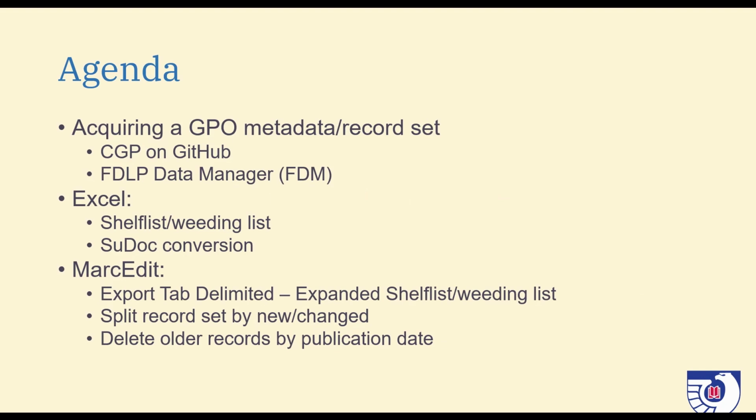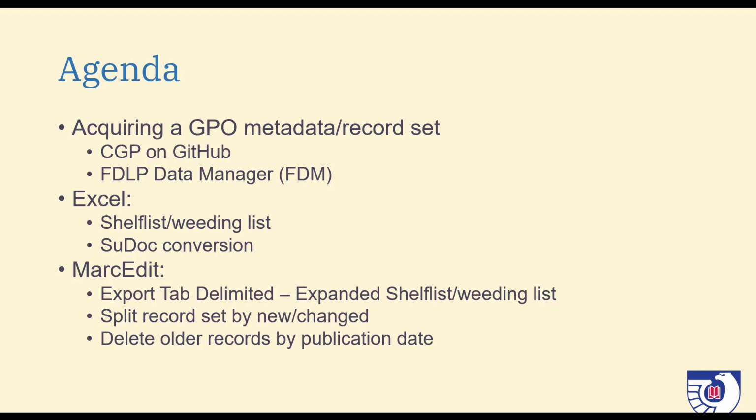So today in Part 2, we're going to talk about how to actually acquire a GPO metadata or record set. I'm going to show you two avenues, the CGP on GitHub and FDLP Data Manager, or FDM. After that, I'm going to talk to you about how to do two very quick types of projects using Microsoft Office Excel. And then we're going to dive into MarcEdit, which is not a GPO tool, but it's a very useful tool for cracking into catalog records.